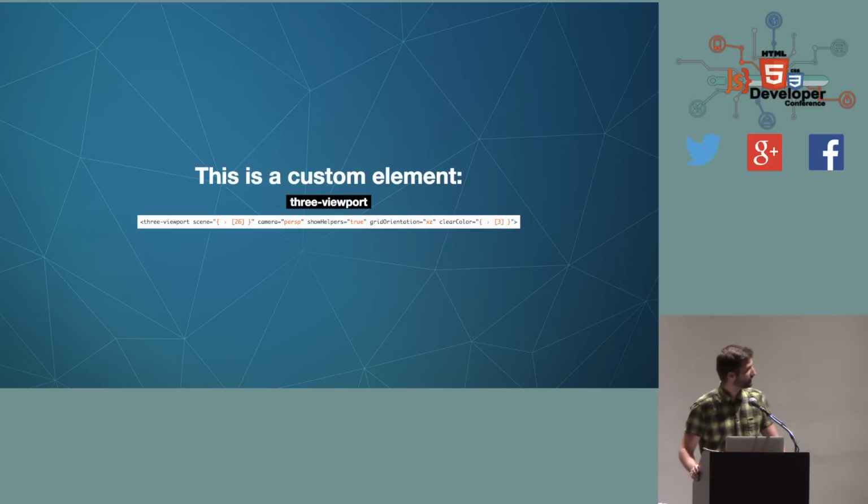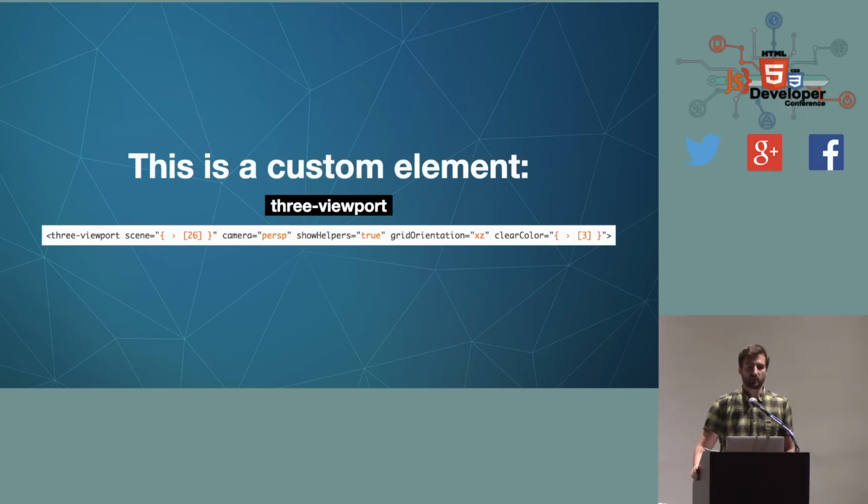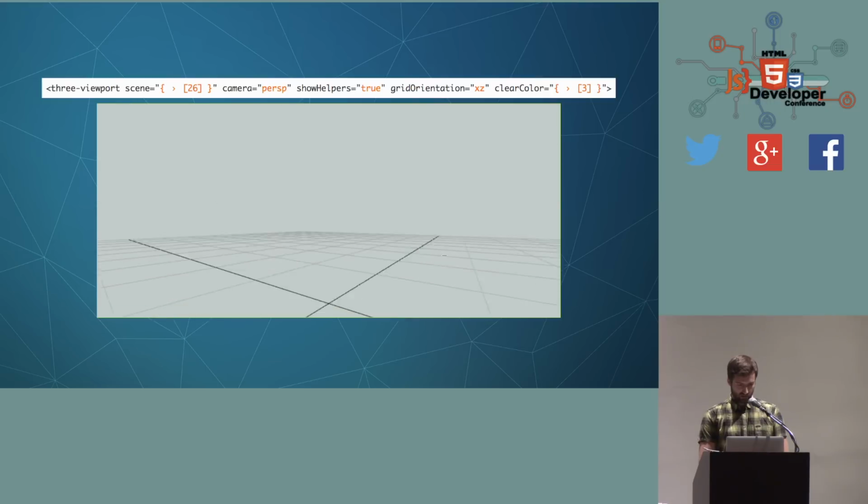Here is an example. Let me zoom in a little bit. This is what a custom element could look like for a three.js application that acts as an interactive viewport. So you basically just insert this into your application. You declare your element, 3-viewport. You set up some attributes such as camera, grid orientation, clear color, and whatnot, and it simply works. And here it is. This is a live application.